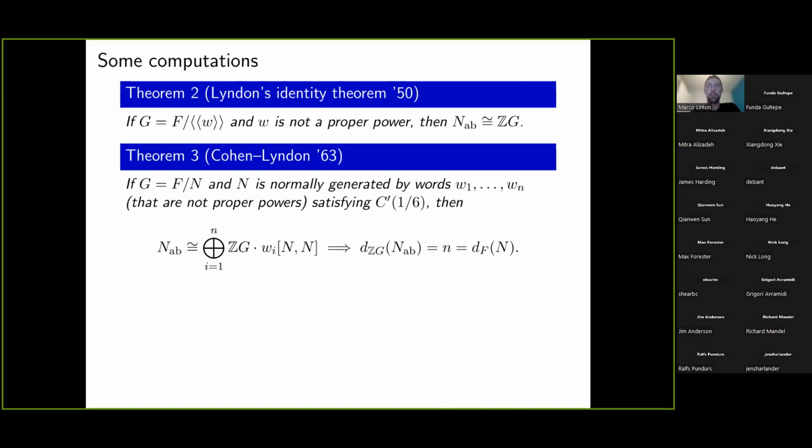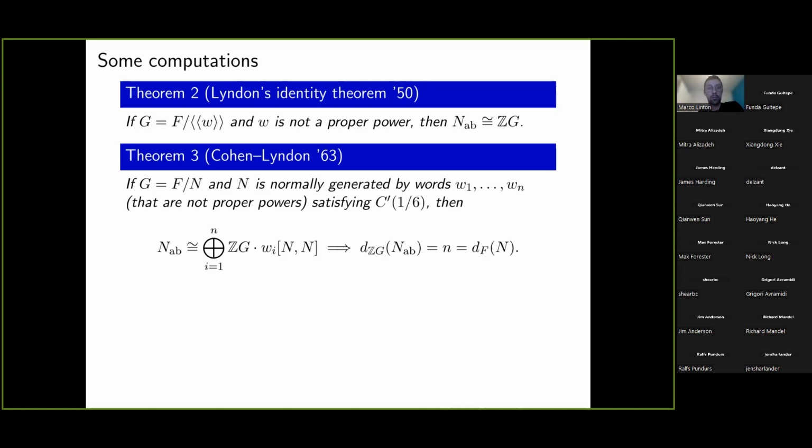copies of ZG, and the generators will correspond exactly to the normal generators of N that you started off with. So in particular, this gives you an equality, right? Because you had some normal generators for N, which was your candidate for the best possible presentation, and we have this lower bound coming from the relation module. And if the relation module is this free module which realizes this quantity n, then we know that this is actually the best possible. Okay.